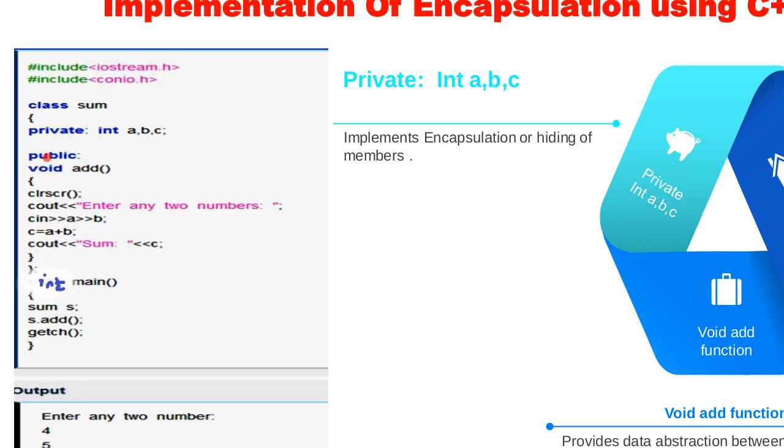Remember, we normally use two terms interchangeably: method and function. They mean the same thing. Now the function in this case is called void add, and for your information, this is how you create a function. This is the syntax: void add. The term void means that it's not going to do calculation, it's only going to present data.